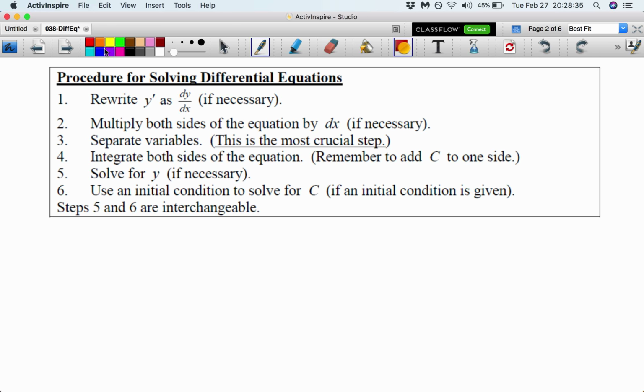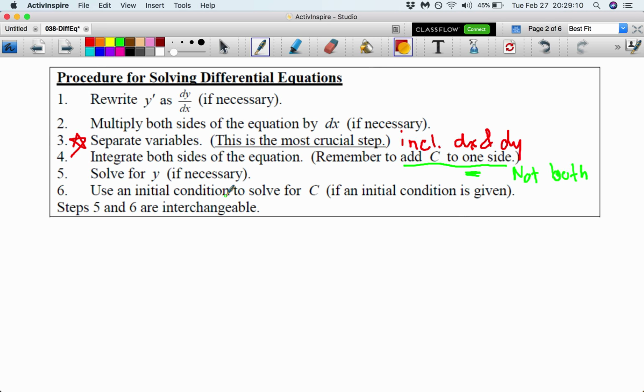Sometimes it might be easier to solve without doing this first. The most crucial step, the million star step, is separating variables, again, including dx and dy. Then we integrate both sides of the equation. We're only going to add c on one side. C only gets added to one side, not both. And we'll go over that in a second. That tends to be the most talked about question.